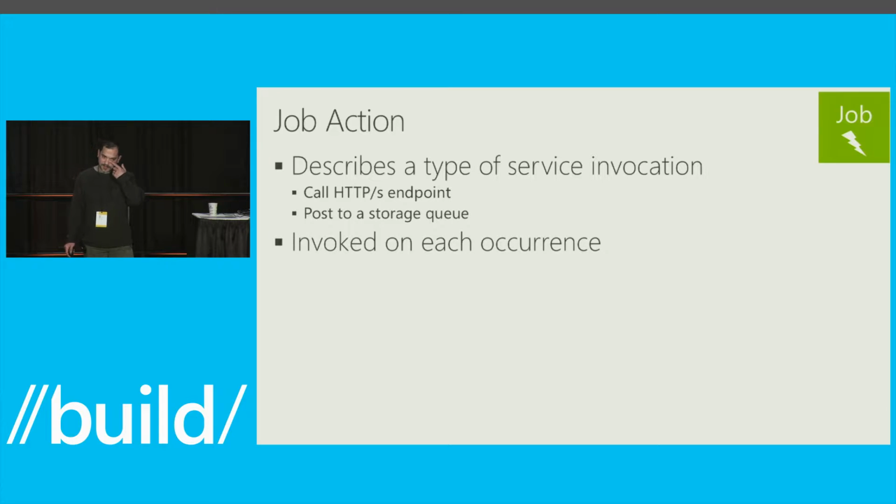So a job action. So I'm going to go into the details of now the job itself and describe what each of the parts can do for you. So the job action describes a type of service invocation. So that service invocation can either be an HTTP or an HTTPS endpoint, or it can be a storage queue. So we can send a message through a storage queue or send a web request to an HTTP endpoint. This is the action that is invoked on each occurrence of your job. So if you set up a schedule for once a minute, that endpoint is going to be hit on that schedule by the defined job action.